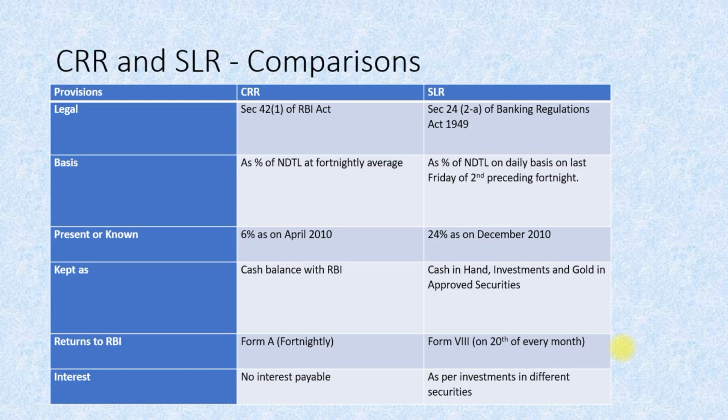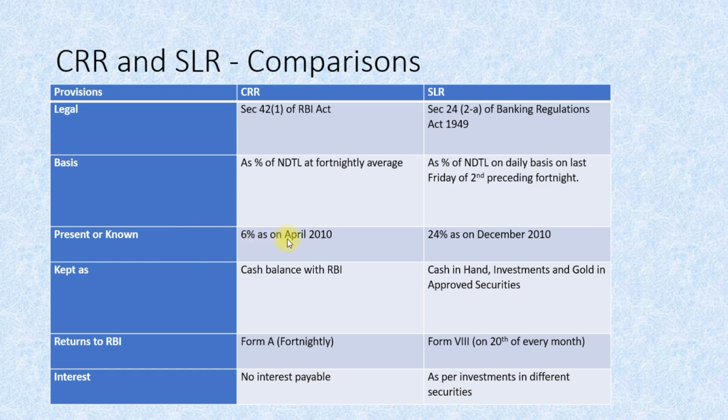Next we will see the comparison between CRR and SLR. So there are provisions for legal basis, present rate, kept as, returns to RBI and interest. For legal basis, section 42(1) of the RBI Act is applicable to CRR. For SLR it is section 24(2)(a) of the Banking Regulation Act 1949. The basis is percentage of NDTL, or net demand and time liability, at fortnightly average, whereas SLR is percentage of NDTL on daily basis on last Friday of second preceding fortnight.